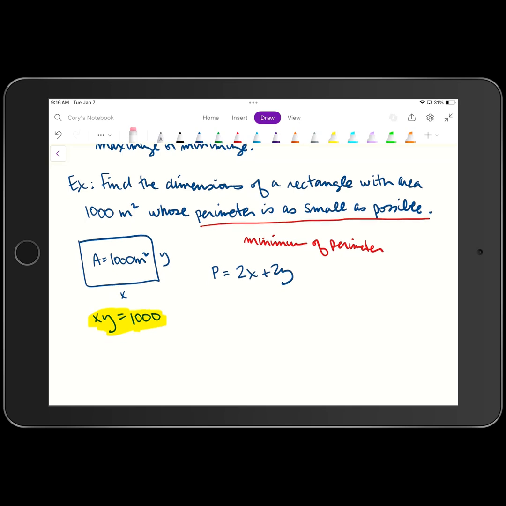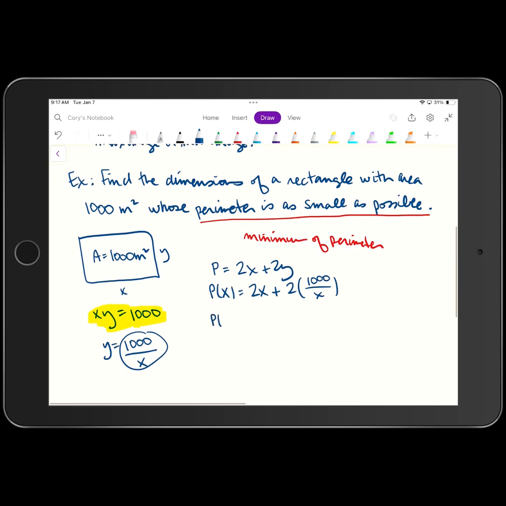When we solve that equation for y, we get y equal to 1,000 divided by x. And then what I can do next is write perimeter as a function of x by replacing the y in that equation with 1000 divided by x. So when we do that, we get perimeter as a function of x equal to 2x plus 2 times 1000 divided by x.